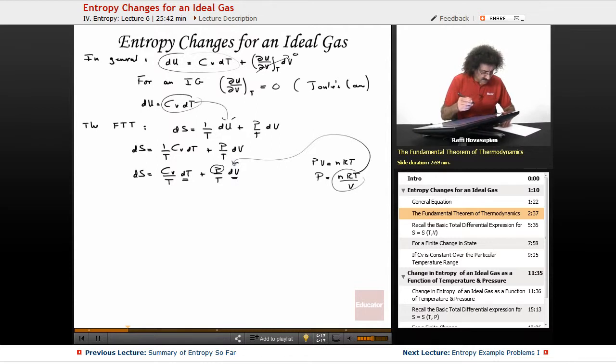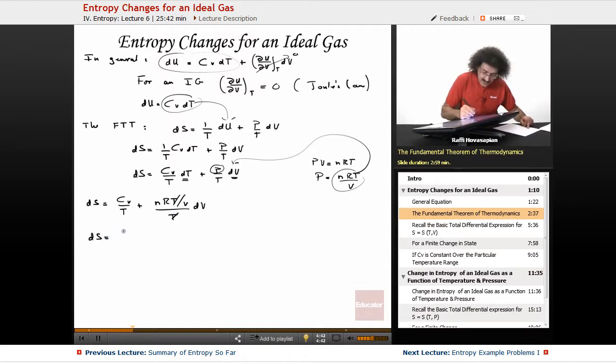So here's what I get. dS is equal to CV over T dT plus (nRT over V) over T dV. The T cancels the T, and I'm left with the following equation: dS equals CV over T dT plus nR over V dV.